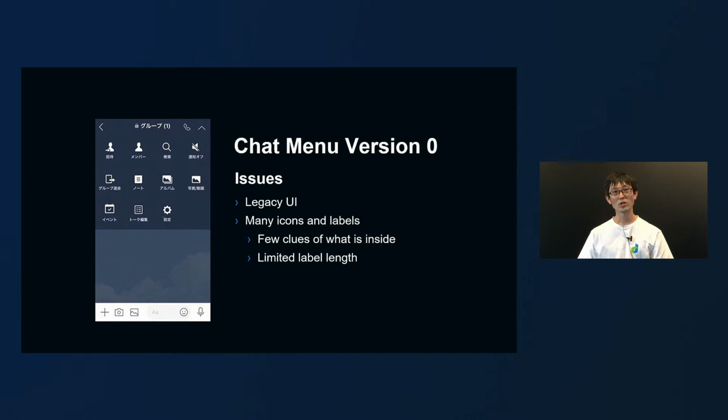This is the UI of chat menu version 0. Some of you may still remember this UI. This UI was used for a long time, but it had some problems. One of them was that the menu only consisted of many icons and labels. There were few clues for users to see what's inside an icon, and due to the limitation on labels' length, the meaning of icons were not fully explained.